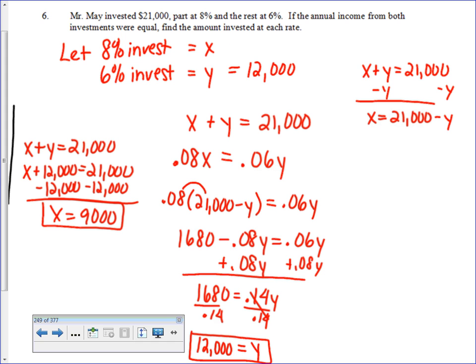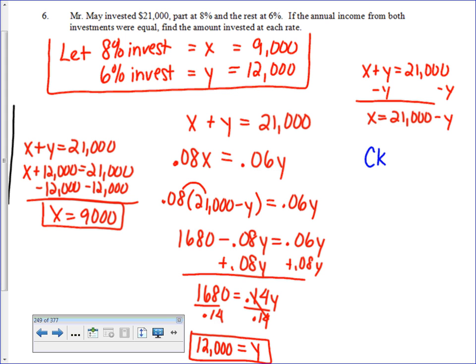So again, I believe this is going to be the answer. But again, I always want to check. So now let's do the check, and the check I'm going to write in blue. If I take 0.08 times my 9,000 investment plus 0.06 times my 12,000 investment, that should equal, I ran out of room, I apologize, these should equal each other, I apologize.